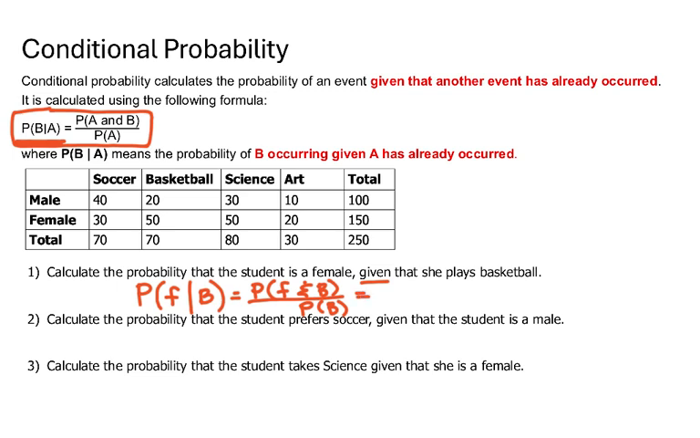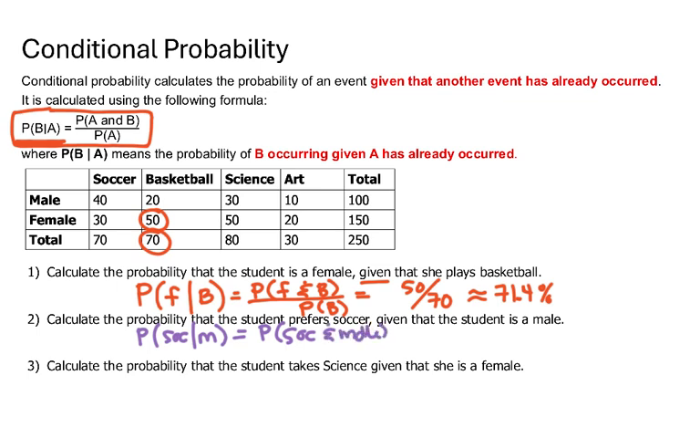How many people are female and play basketball? That's 50 of them. And what's the probability of playing basketball? That's 70. Okay, which is 71.4%. Okay, let's look at the next one. Probability the student prefers soccer given that the student is male. So that's the probability of soccer and male divided by the probability of being male. So given that the person is male, let's just look at all the males. There are 100 of them total, and the ones who are male and like soccer, there are 40, so that's 40%.